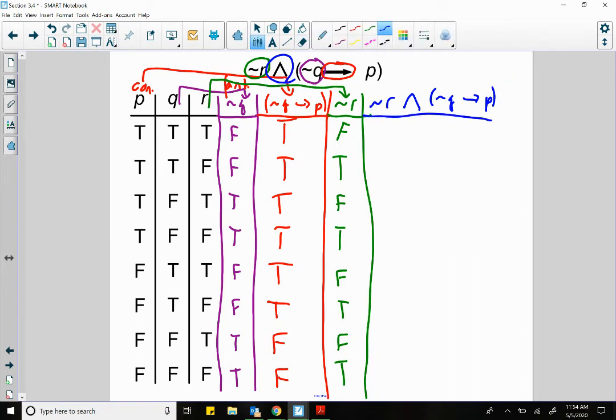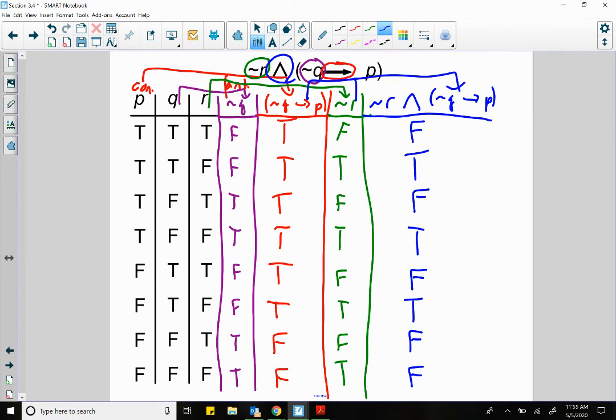So that's our last column. So we're going to use our red column and our green column to help us out. So again, every column has been used. Okay? Ands are only true when both are true. So true, false, false. True, true is true. True, false, false. True, true is true. True, false, false. True, true is true. False, false, false. False, true, false. And there's the final answers.